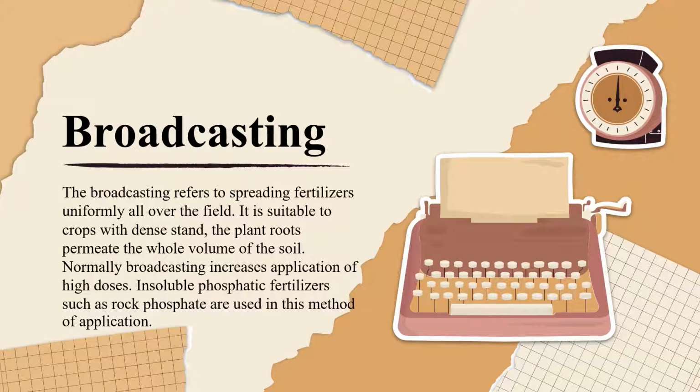Broadcasting. Broadcasting refers to spreading fertilizers uniformly all over the field. It is suitable for crops with a dense stand. The plant roots permeate the whole volume of the soil. Normally, broadcasting involves application of high doses. Insoluble phosphatic fertilizers such as rock phosphate are used in this method of application.